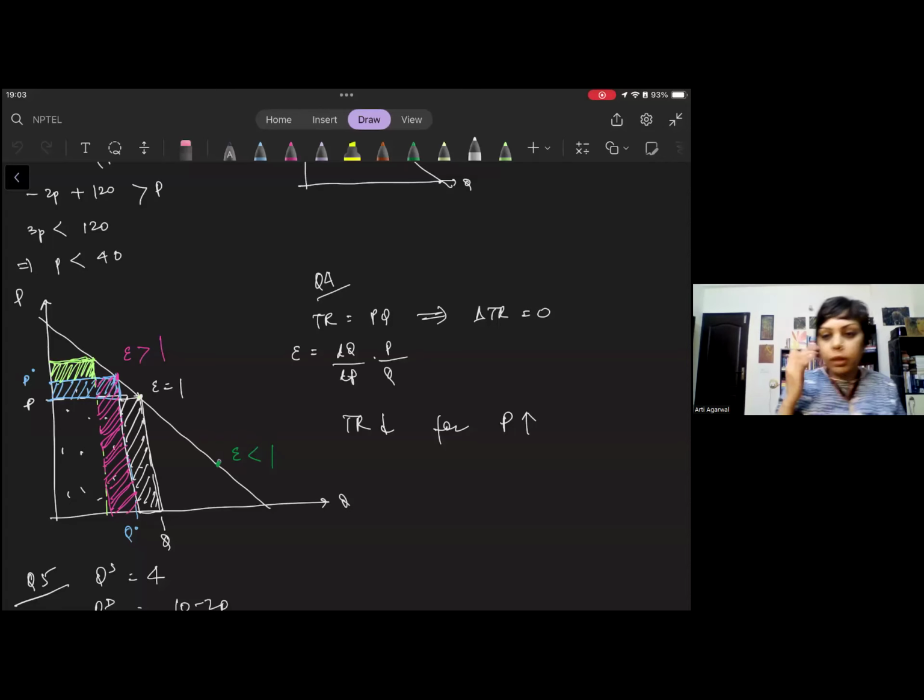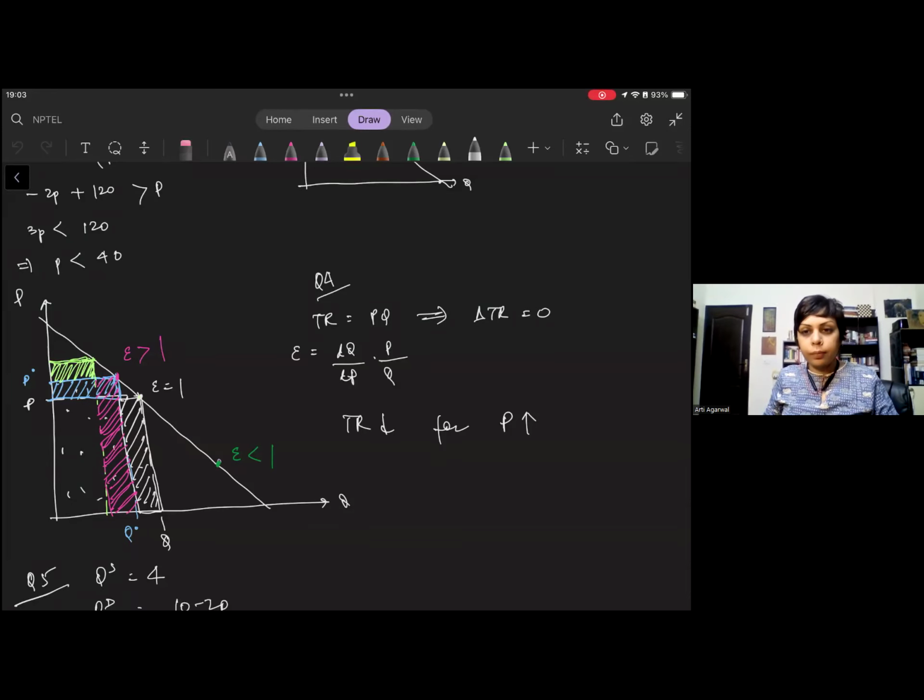So yeah, I stopped the screen share because I was trying to find the original place where I had explained this part about elasticity and price increase, decrease, and all that.